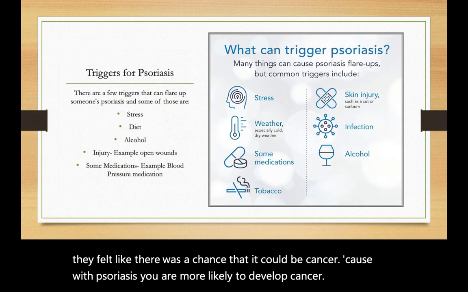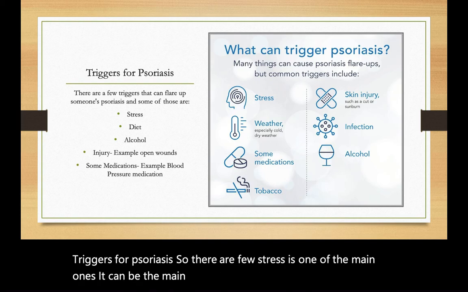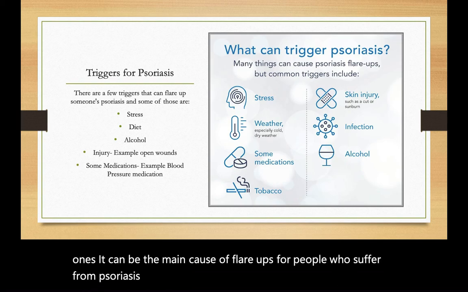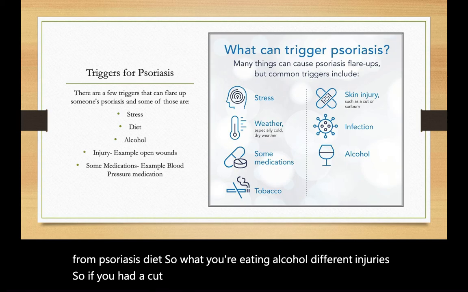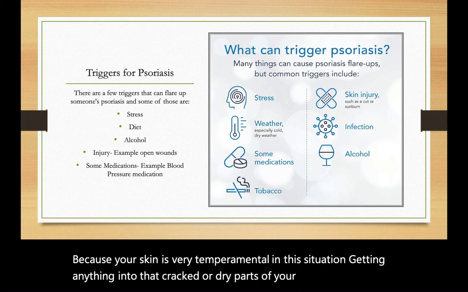Triggers for psoriasis. So there are a few. Stress is one of the main ones. It can be the main cause of flare-ups for people who suffer from psoriasis. Diet, so what you're eating, alcohol, different injuries. So if you had a cut and because your skin is very temperamental in this situation, getting anything into that cracked or dry parts of your skin would be very detrimental.